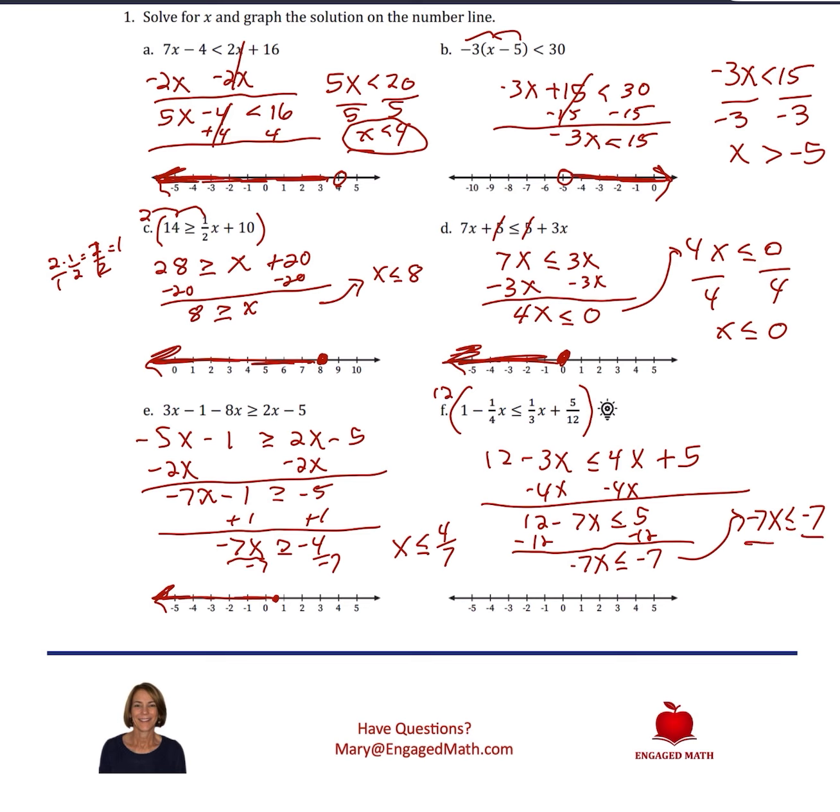But we know what's coming next. When we divide both sides by a negative 7, we're going to get x is greater than or equal to a positive 1. So right here at positive 1, we have a solid circle, and we're going to shade to the right. And that's it.